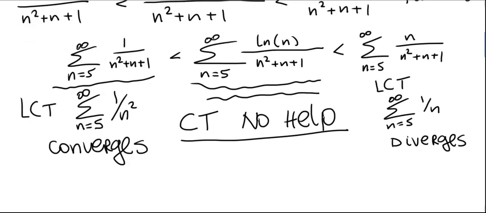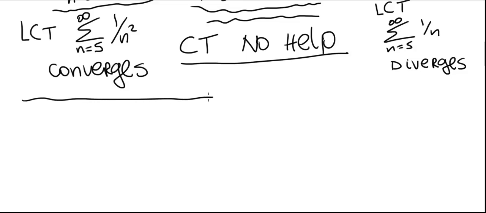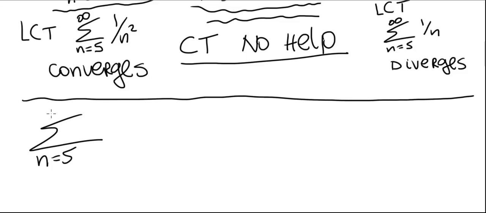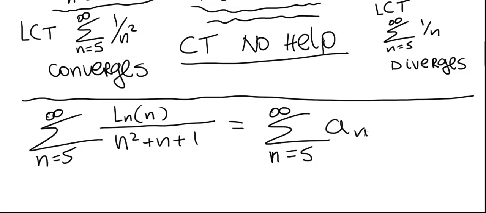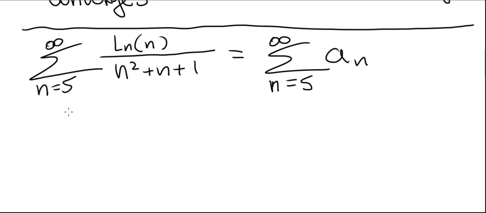So now let's move on to the limit comparison test. We're going to call our series, summation from 5 to infinity natural log of n divided by n squared plus n plus 1, the a sub n series, the summation from n equals 5 to infinity a sub n. Now recall limit comparison test. It works like this. We're going to have a b sub n series, so in this case, it'll be summation from 5 to infinity b sub n.